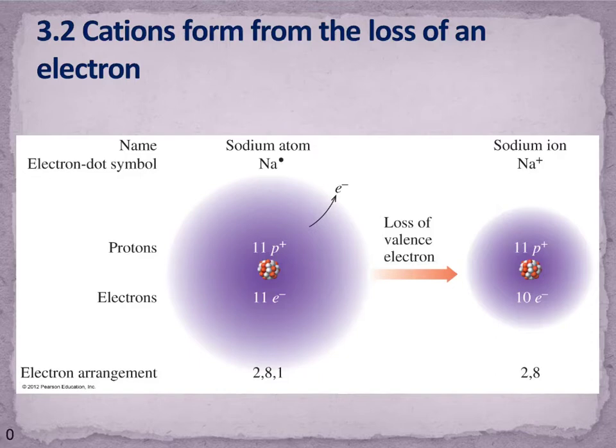And so if I look at sodium, when I look at the sodium atom, I have 11 protons. That means I also have 11 electrons because I have a neutral atom.